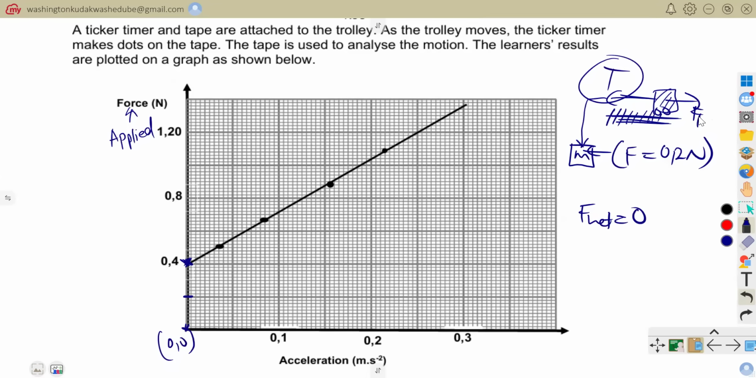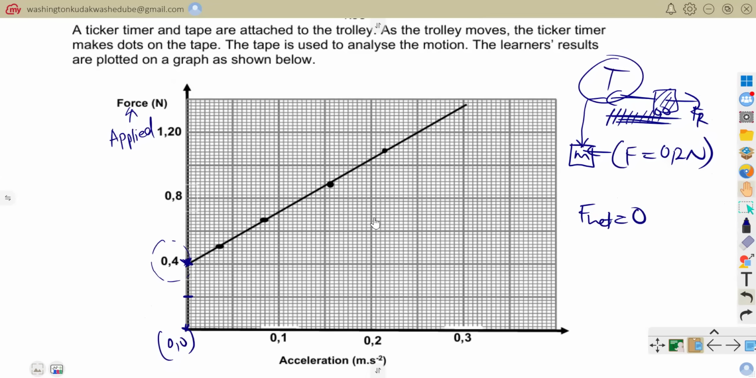We can say it is due to what? To the frictional force. So I'm sure this value would represent our maximum frictional force. After the maximum frictional force, we start having kinetic frictional force. So unless we overcome this value, our object will not start moving. So that becomes our maximum frictional force. Once we overcome that value, then our object will start moving.